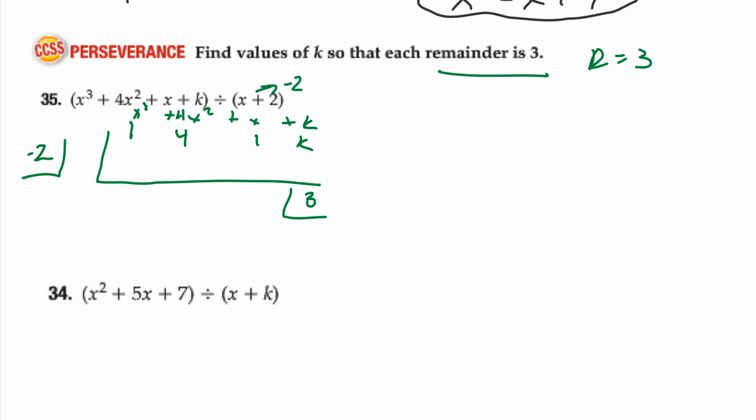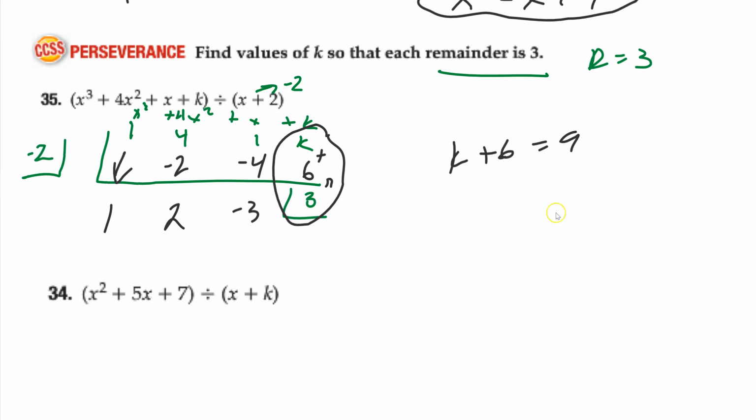Well, let's just do what we always do. Do synthetic division. Bring the first one down, multiply across, add, multiply across, add, multiply across. And this is the equation we're going to get, right? How do I get here? K plus 6 equals 9. That's the way it works, right? You add these down, so it equals this. So k plus 6 equals 9. Subtract 6 from both sides. K must equal 3.